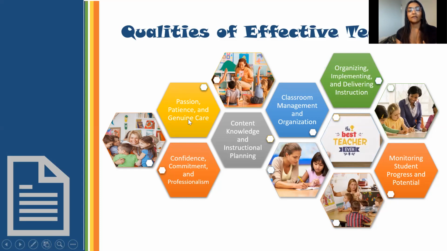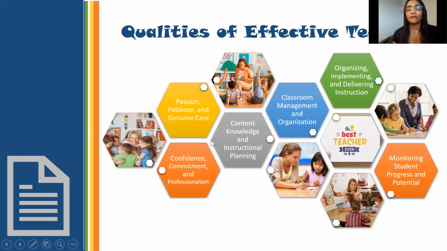In this one, you can see that effective teachers have passion. They are patient and they really care for their students, because those teachers are confident. They have commitment to their jobs and they are very professional. They know the content, they have the knowledge, that's why they are confident. And with that professionalism, comes the planning before the class. They set a structure for their classes.